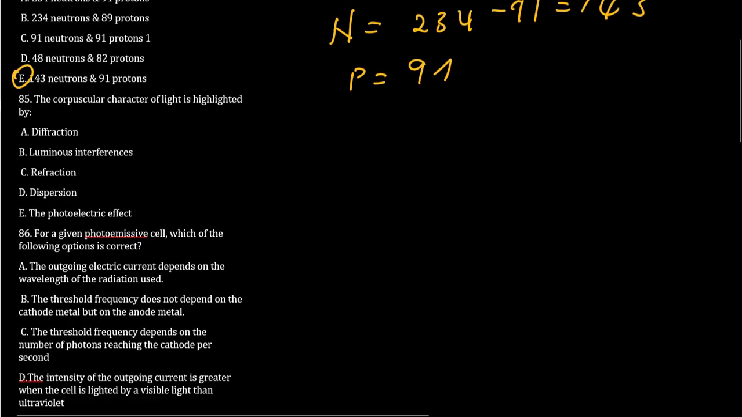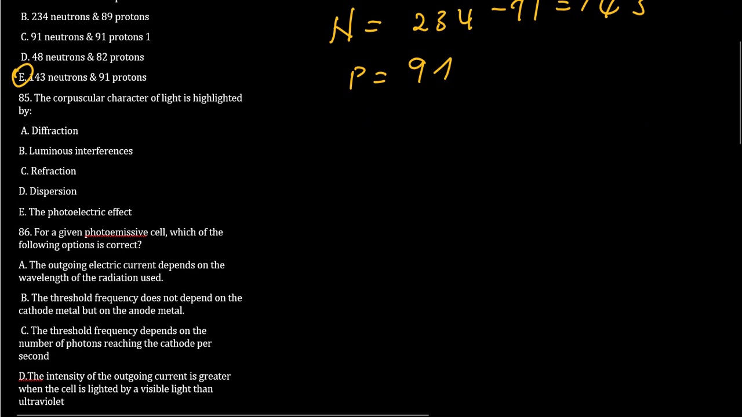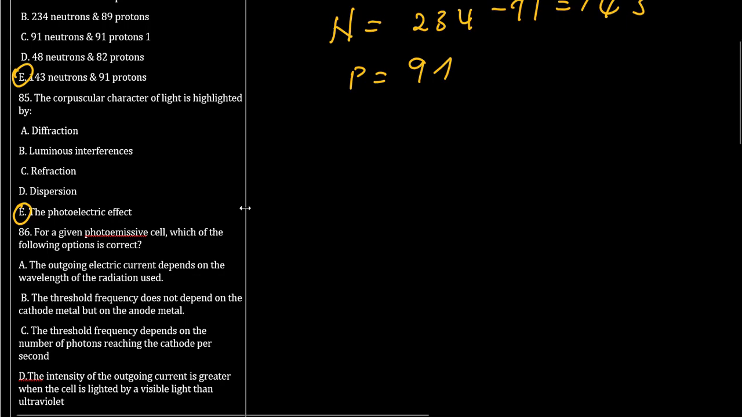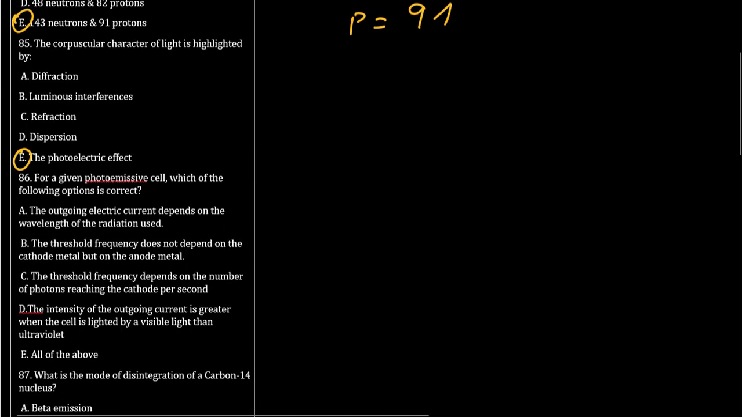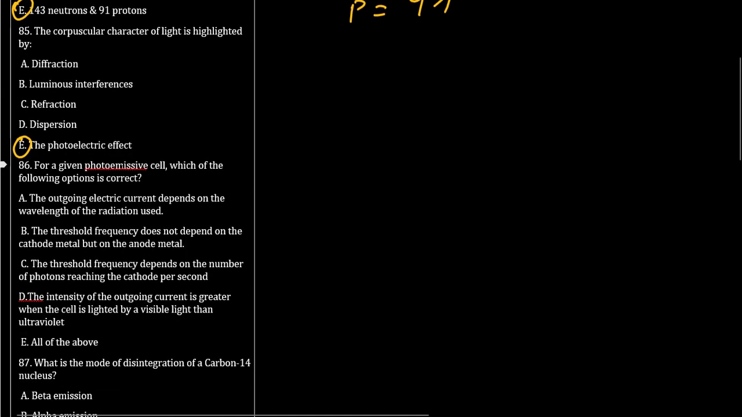The corpuscular character of light is highlighted by: diffraction, luminous interference, refraction, dispersion, and photoelectric effect. Correct option is E, since it explains the fact that when electrons have been ejected from the surface of a metal, it means that they actually came in contact with a pack of energy since they were initially at rest. So in order for them to gain some energy to displace themselves from equilibrium position, it means that the entrant radiation contains some packs of energy, which are actually called photons. So photoelectric effect highlights the corpuscular character of light.